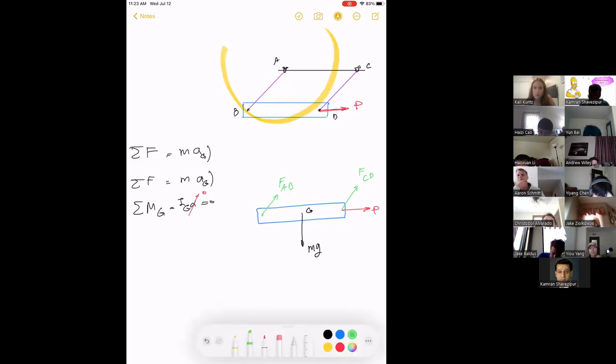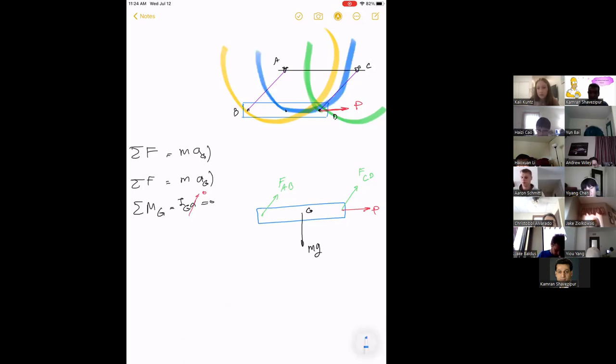How about D? Same thing with C. Exactly. So D technically rotates about that, which means the two ends of this rod have circular motion, right? Which means the rod itself has circular motion, which means the point G in the middle also has a circular motion. Now, if a point has circular motion, what kind of coordinate system are we going to use for it? Polar. You can do polar, yeah?